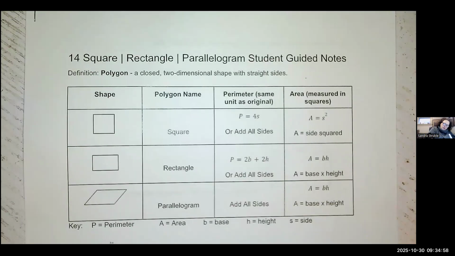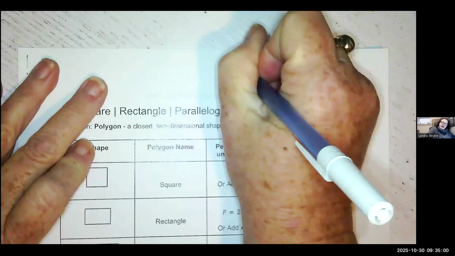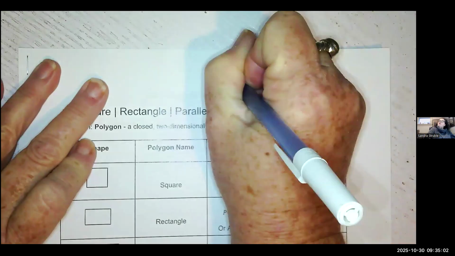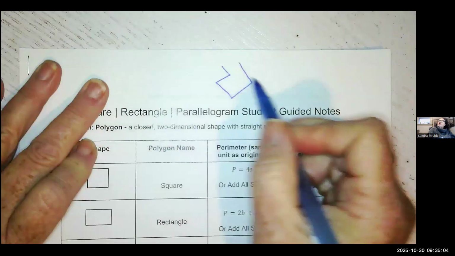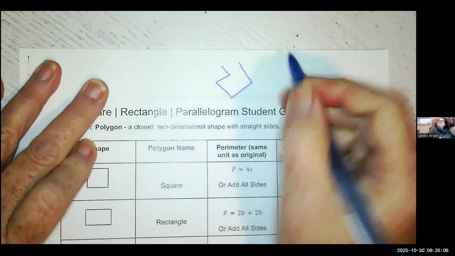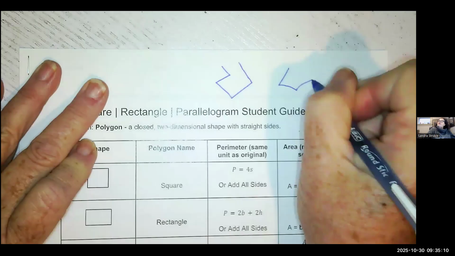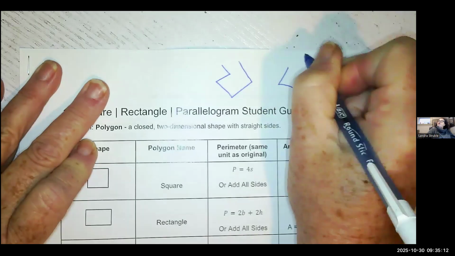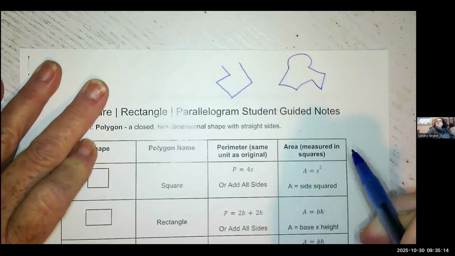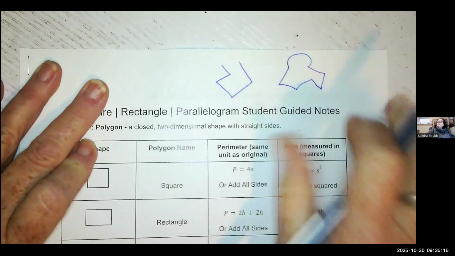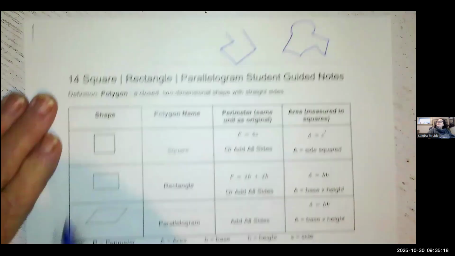So that has straight sides, but it's not closed. All right, so that's not a polygon. That is not a polygon because it doesn't have all straight sides. Okay, these are going to be polygons. They are straight sides and they're closed figures.